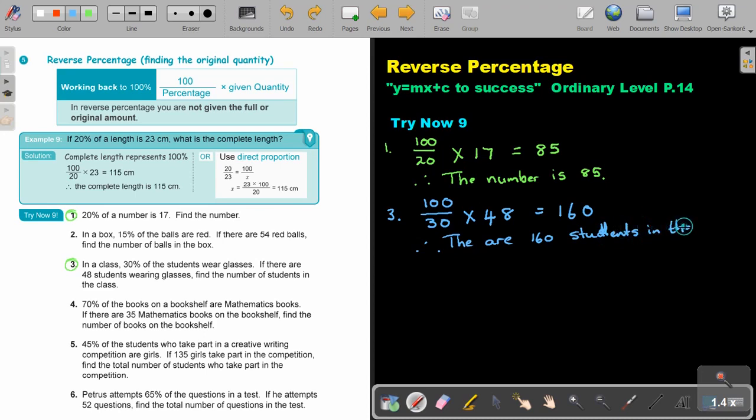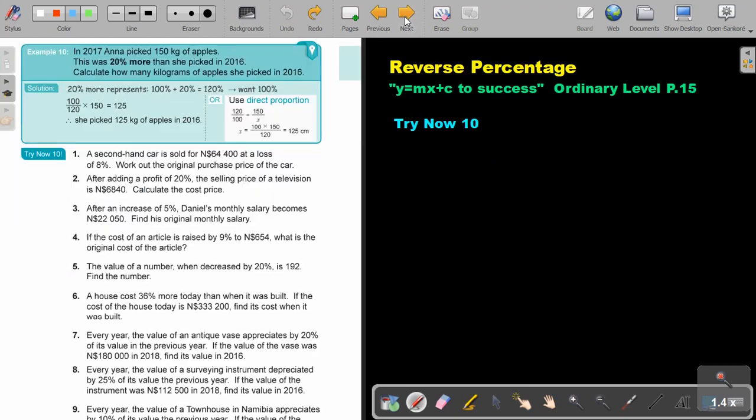Okay, let's look at a little bit more advanced examples. Now, if I look at this one, I say, in 2017, Anna picked 150 kilograms of apples. This was 20% more than she picked in 2016. Calculate how many kilograms of apples she picked in 2016.